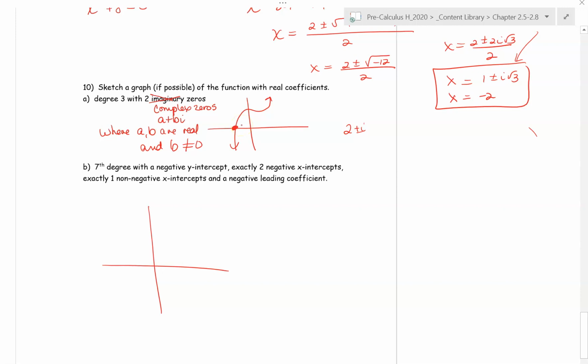Let's go ahead and do B together. Notice you have a negative y-intercept, exactly 2 negative x-intercepts, 1 non-negative x-intercept, and a negative leading coefficient, which tells you the end behavior looks like this. So go ahead and pause the video and see if you could sketch this graph. And there you go.